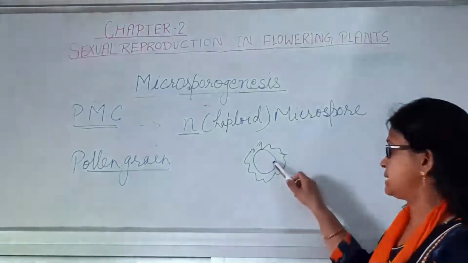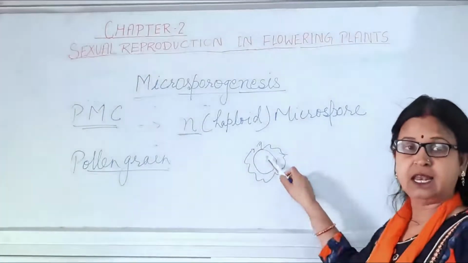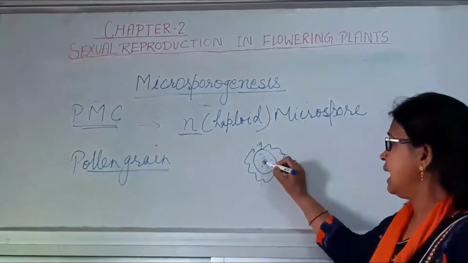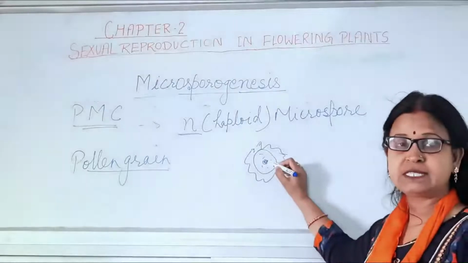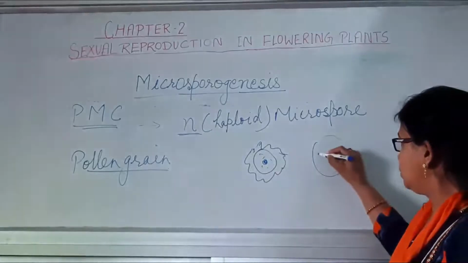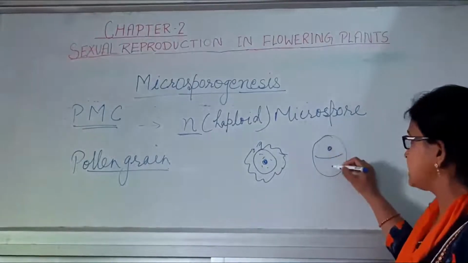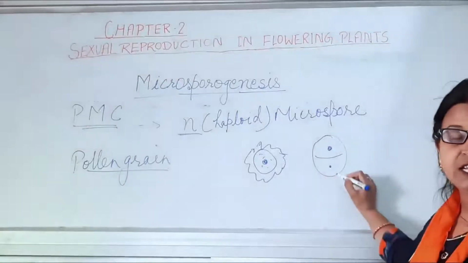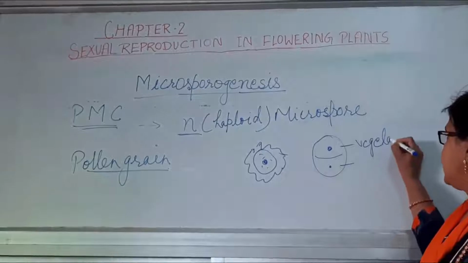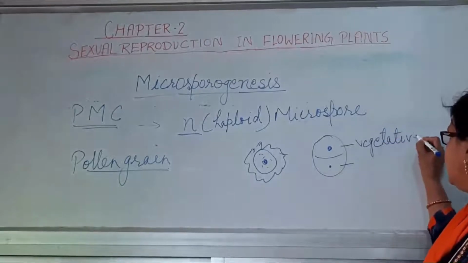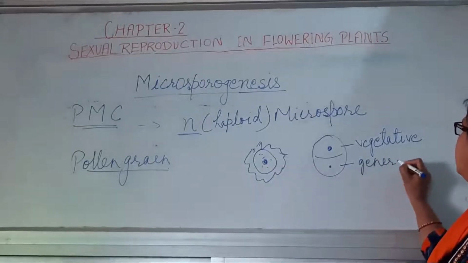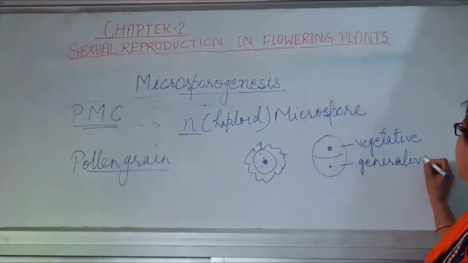And inside this cell, the cytoplasm is there with a prominent nucleus, and this cell will undergo division, that is mitosis, and then 2 cells will form. The bigger one is the vegetative cell and the smaller one is the generative cell. This vegetative cell is highly nutritive and this generative cell will give rise to the male gametes later on.